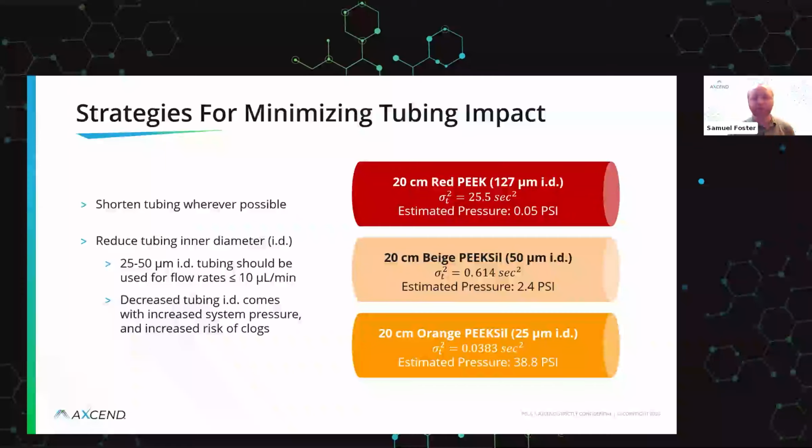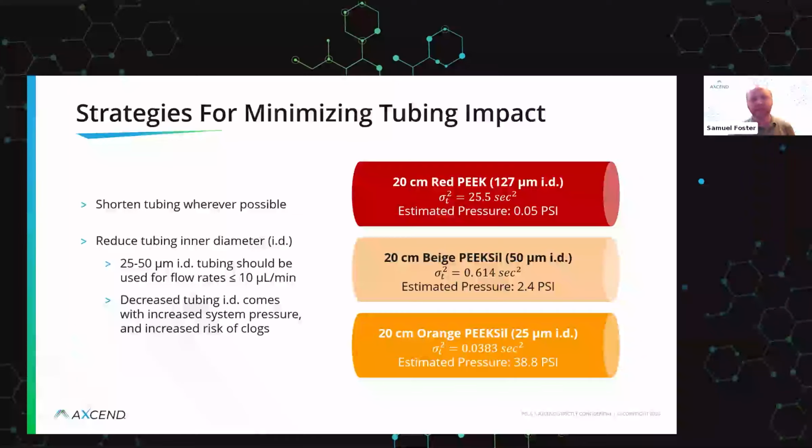If we were to then shrink it to a 20 centimeter length of beige peaksil, which is about a 50 micron ID, we would see that sigma squared drop dramatically to about 0.61, and we would see an estimated back pressure of about 2.4. And so if we go even further and shrink the inner diameter, and we use orange peaksil or 25 micron ID, we're now at a sigma squared of 0.03 seconds squared. So much, much less variance than what we would see with the 127 micron. But we also now have 38.8 PSI at a microliter a minute. And so this can get out of hand very, very quickly.